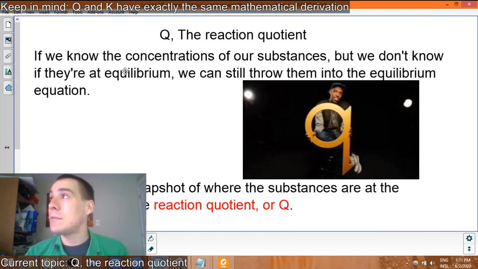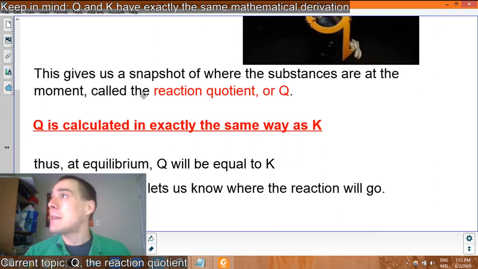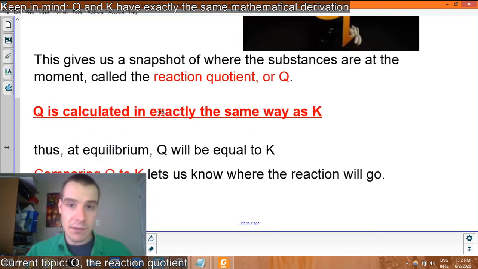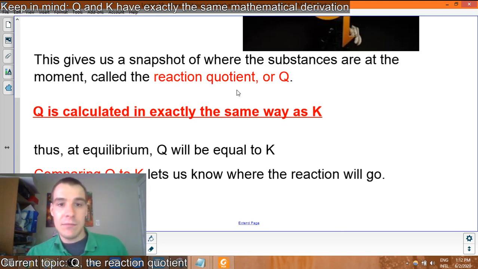And what that means is we're basically just taking wherever the substances are right now, whatever concentrations those species have right now, and throwing them into our equilibrium equation, because it's the same mathematically. And it's a snapshot. It's like, here's where they are right now. And that's called the reaction quotient, and that's Q. Q for quotient. Quotient is just a fancy way of saying the final answer from a division, right? So they're the reaction quotient, calculated exactly the same way as K. And at equilibrium, Q will be equal to K.